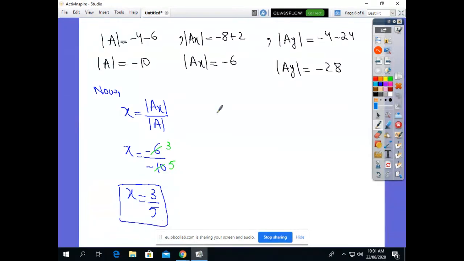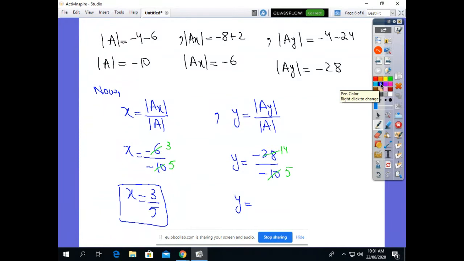Similarly, we find the value of Y. How do we find the value of Y? Determinant of AY divided by determinant of A. What is the determinant of AY? -28. And what is the determinant of A? -10. After cancellation of the negative sign and simplification, it becomes 14 by 5, which is the required answer for X and Y.